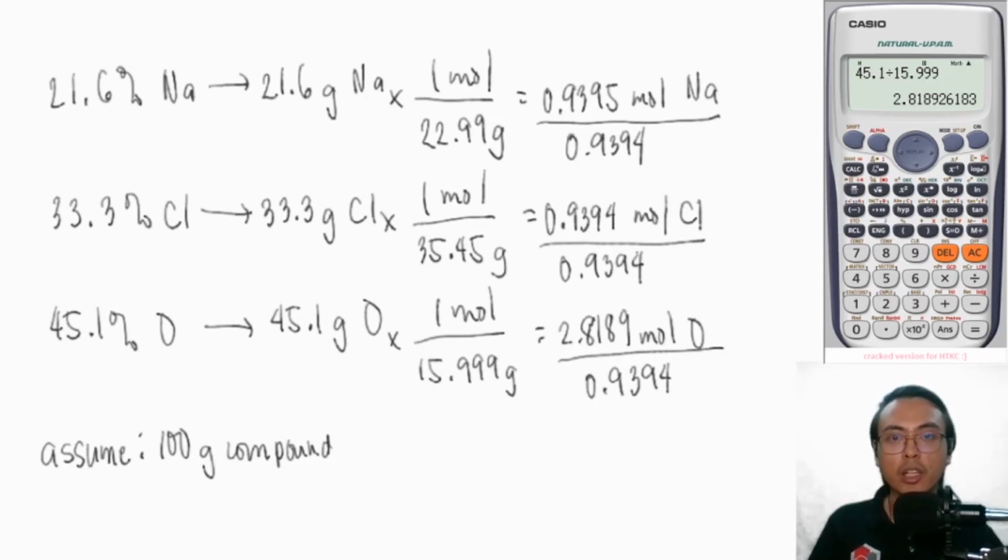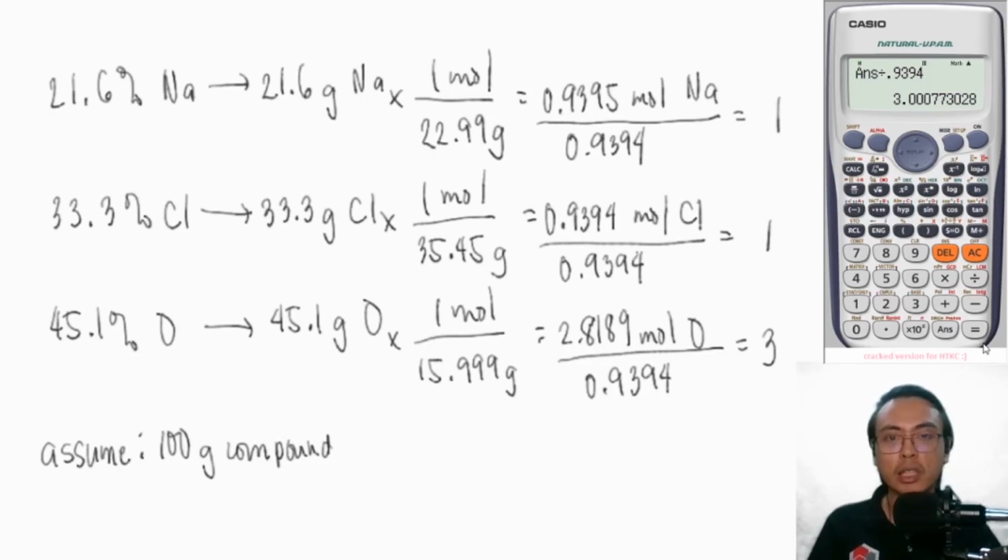Now we can get the number of atoms in the compound. For the first one, 0.9395 over 0.9394 is very, very close to 1, so we will label that as 1. For chlorine, it's also 1. Now for oxygen, that's 0.2189 divided by 0.9394, and we get a value of 3. For these types of computation, it's okay to round to the nearest whole number. So these numbers that we have obtained are already the count of the atoms in the compound.